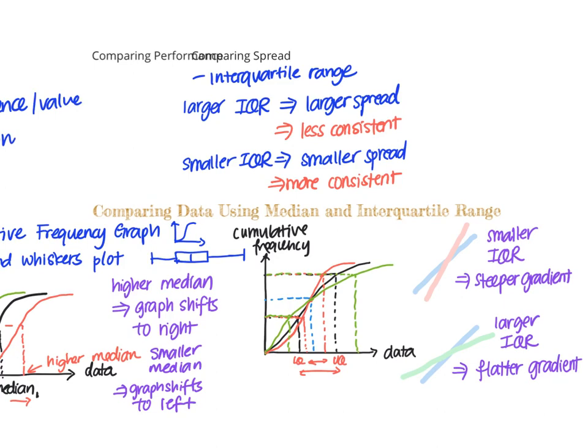Bear in mind, median and interquartile range are usually available for cumulative frequency graphs and box and whiskers plots. Please do not mix them up with group frequency tables, where you calculate the mean and standard deviation. The questions are slightly different and the interpretation will also be different.